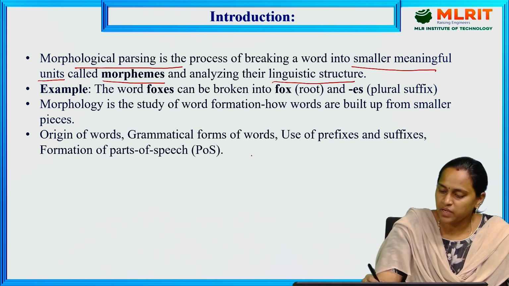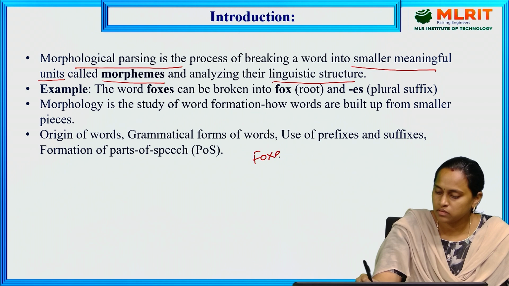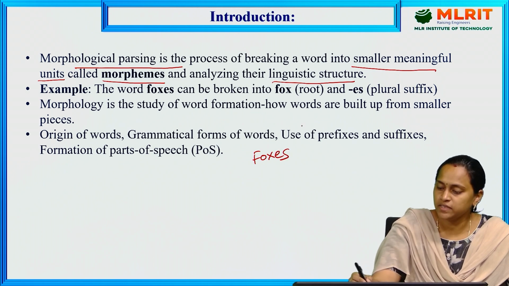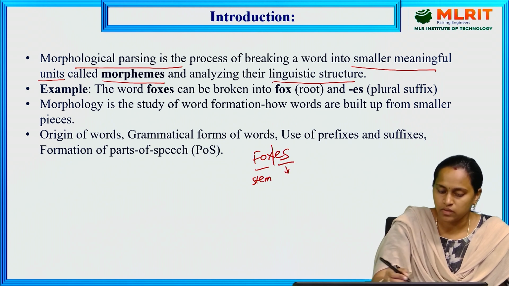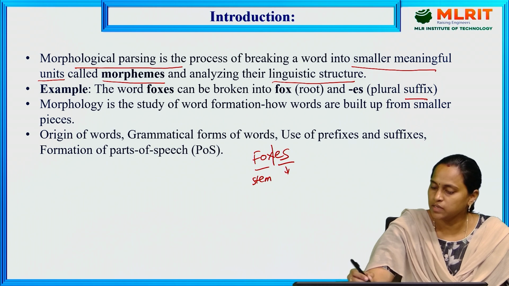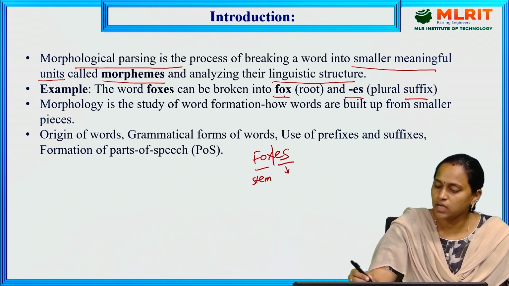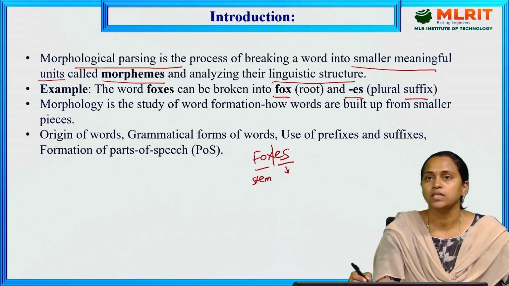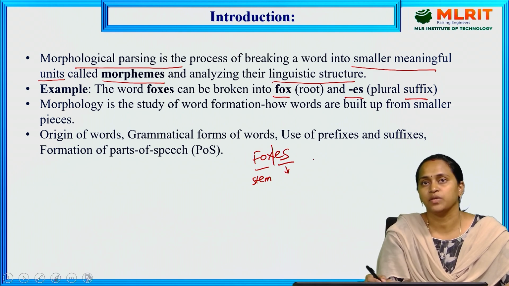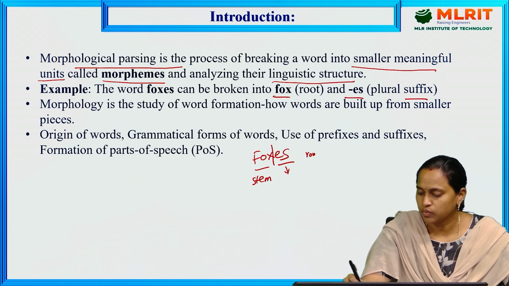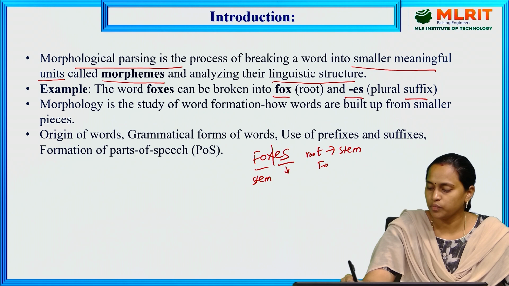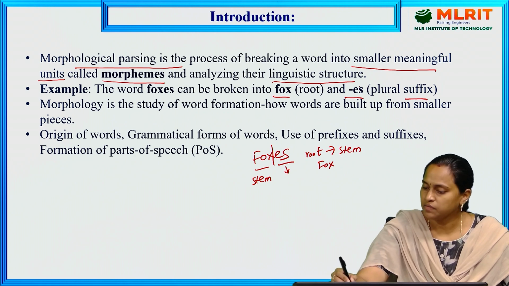Take the example here, foxes. Here we break it into fox, which is the stem, and es, which is the suffix. Fox is the stem, that means the root word. Stem means root word. Stemming and lemmatization you already discussed in previous videos. Here, what is the root word? Fox is the root word, and es is the suffix.